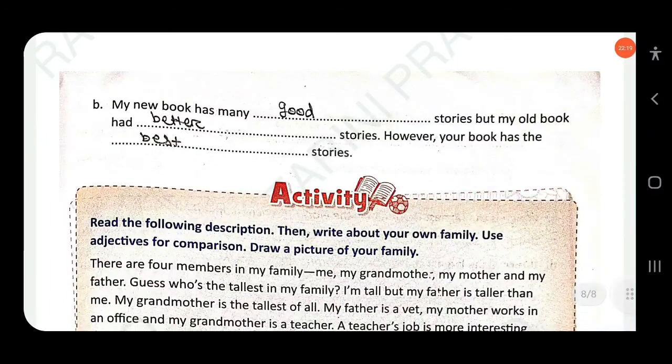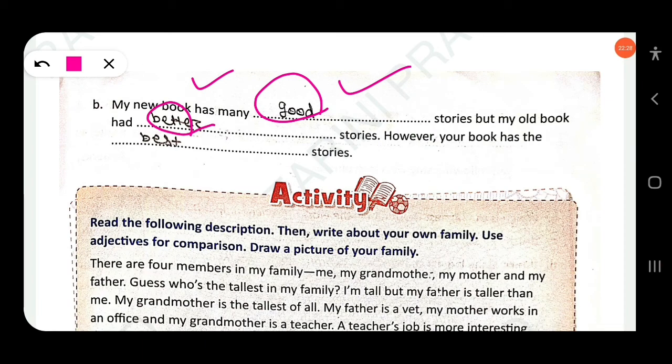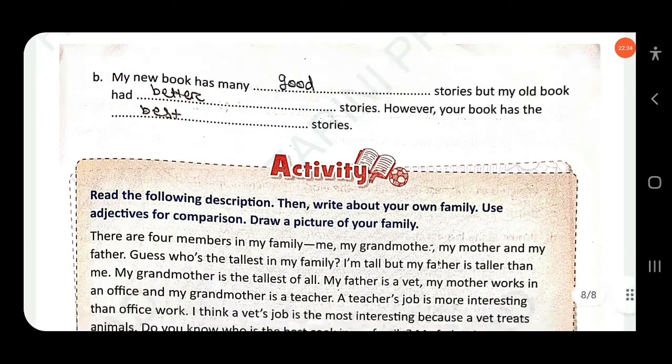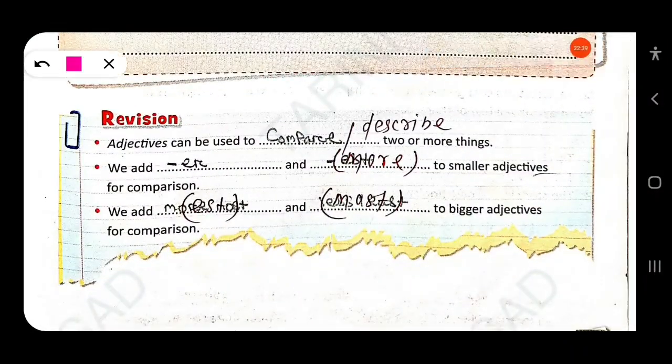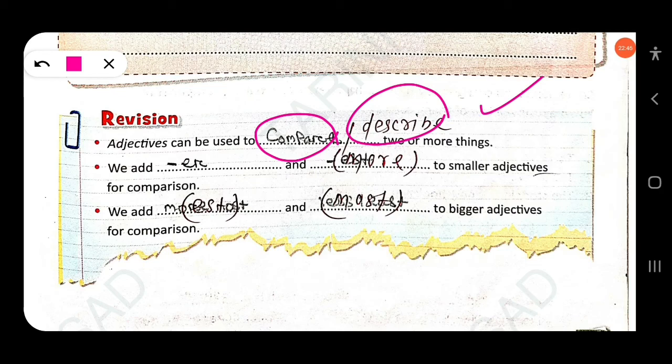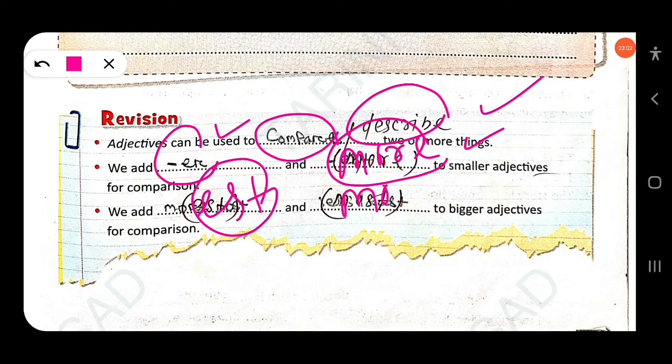Then similarly next, my new book has many good stories. This is positive degree. But my old book had better stories. This is comparative. Your book, however, has the best stories. This is superlative degree. Clear? The next revision: adjectives can be used to compare or describe two or more things. So this is the function of adjectives. Then we add er and more to smaller adjectives for comparison. Similarly we add est and also most to bigger adjectives for comparison. Clear?